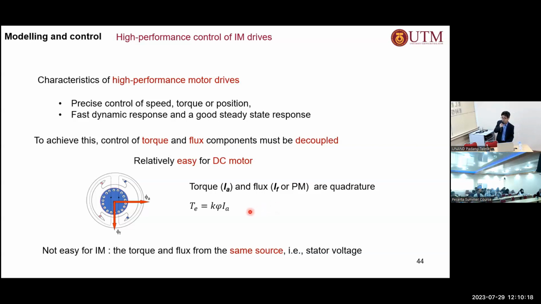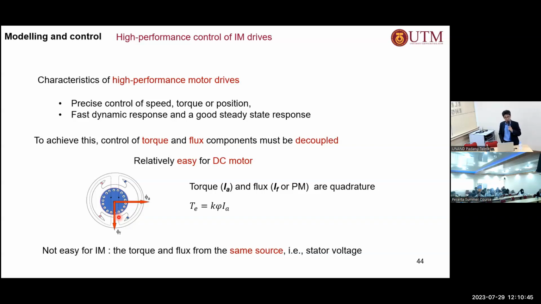If you control the current here, then you can directly control the torque, because when you control the current here, then you don't affect the flux, because the angle between the torque and the flux component is 90 degrees. It's always 90 degrees, right? Remember, when it is 90 degrees, then you have no magnetic coupling between the two, right? And how do we obtain that 90-degree separation? By brushes and commutator of the DC machine, right?